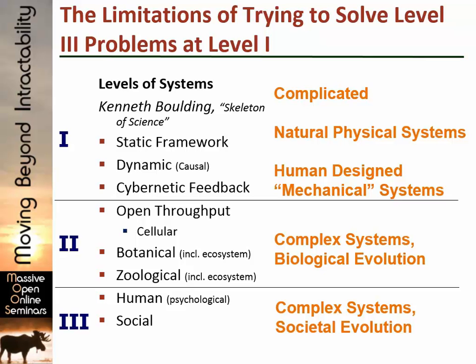Now, one of the problems that we run into is that if we're dealing with conflict, we're really dealing with conflicts at this third level, the human social level. But often the way we think is at the first level of static frameworks, dynamics, and simple feedback systems, mechanical systems. And the difference is enough that the truth is that the complicated models don't work as well as we would like on complex social systems.